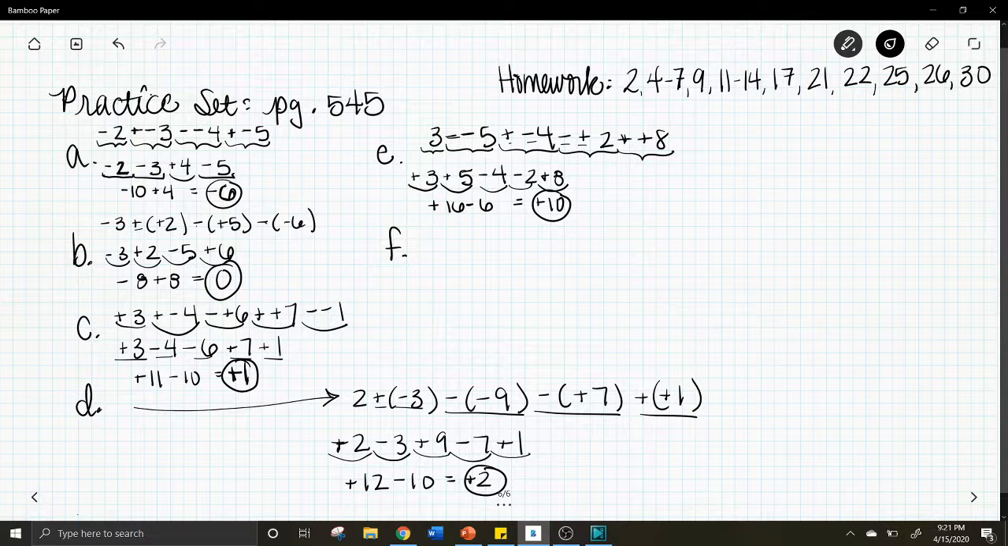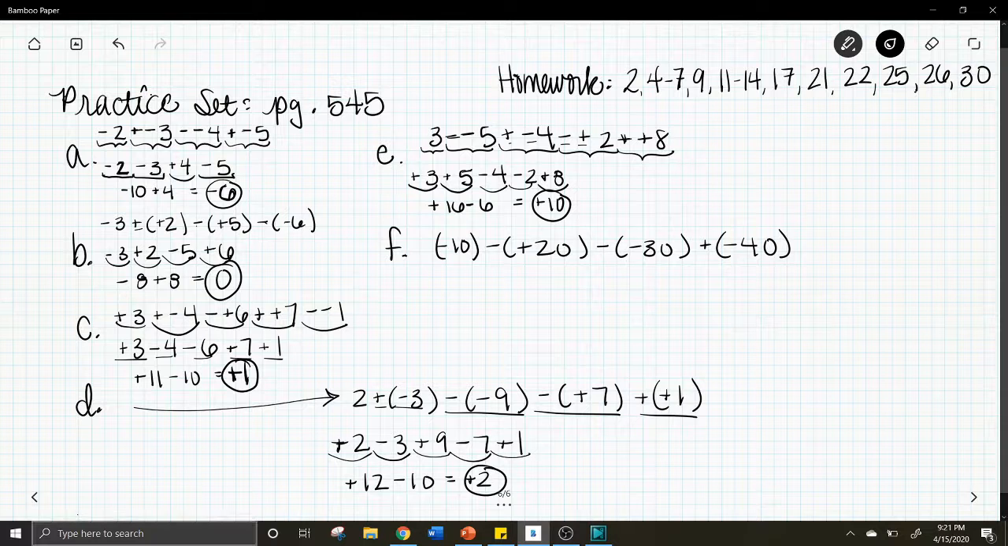And finally, letter F. We have in parentheses negative 10 minus a positive 20 minus a negative 30 plus a negative 40. First step is to remove disguises. So remember, that means to look at the signs that precede the number or go before the number. So negative 10 is simply negative 10.